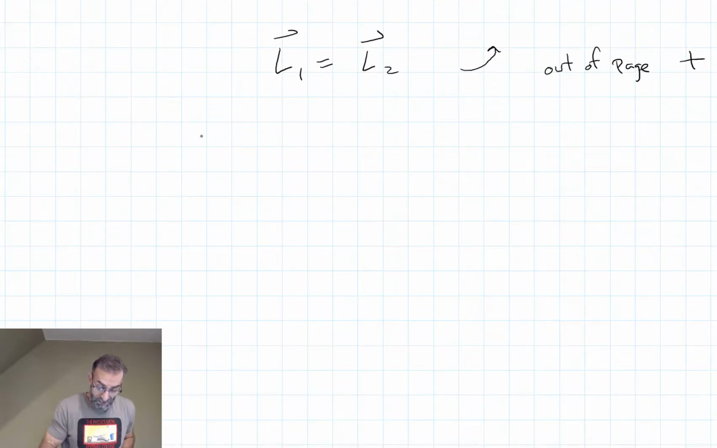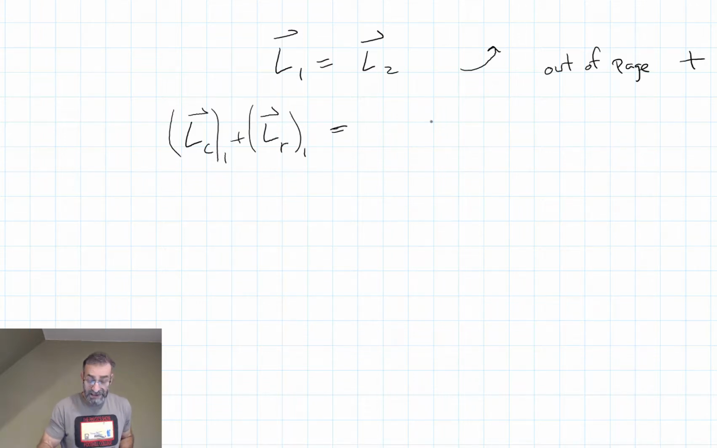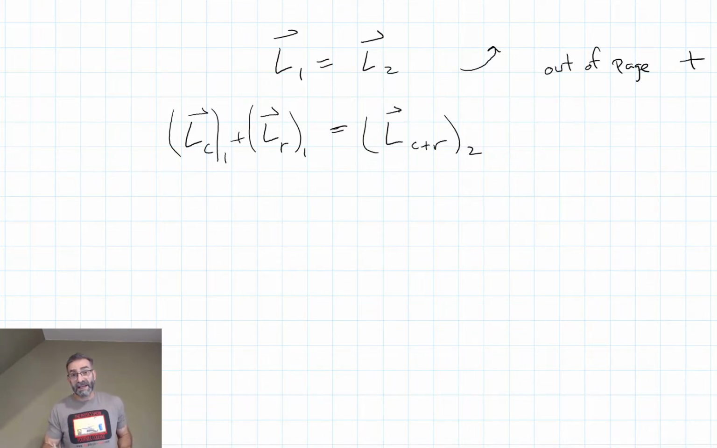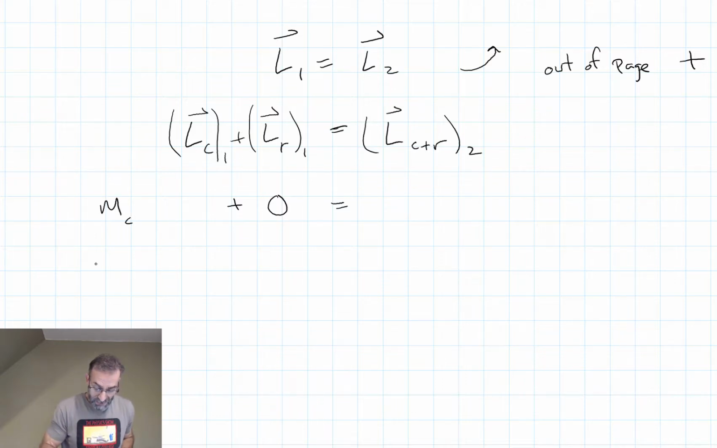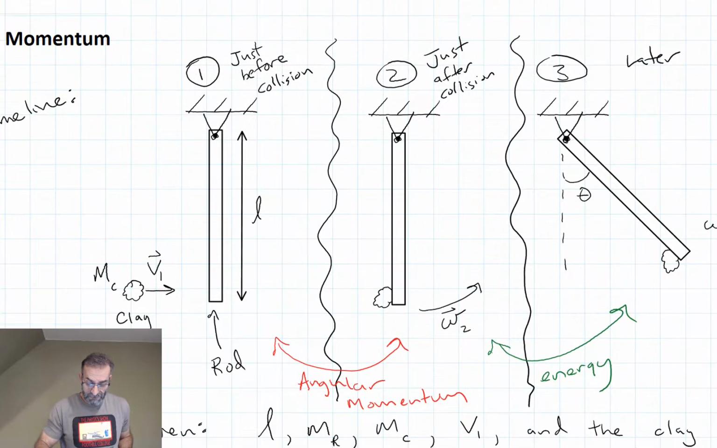At time 1, I've got a clay ball and I've got a rod. And at time 2, they're stuck together. So I'll just call that L clay plus rod. The rod is not rotating, it's not moving, it's not doing anything initially. Its angular momentum is 0. But the clay ball is moving in a straight line. So how do we get the angular momentum of an object moving in a straight line? It's the mass of the object times its velocity times the perpendicular distance to the axis of rotation. So let's take a look at that.